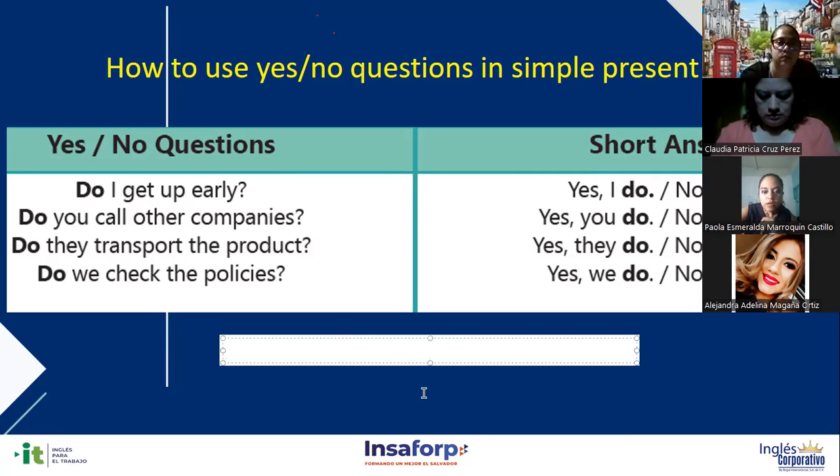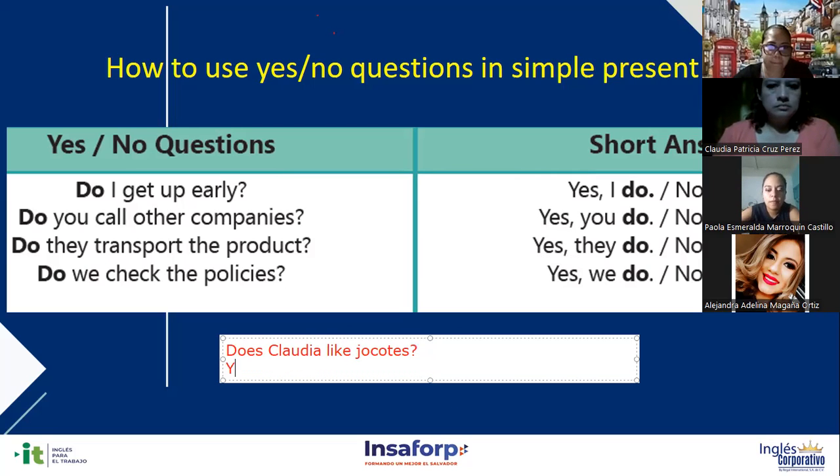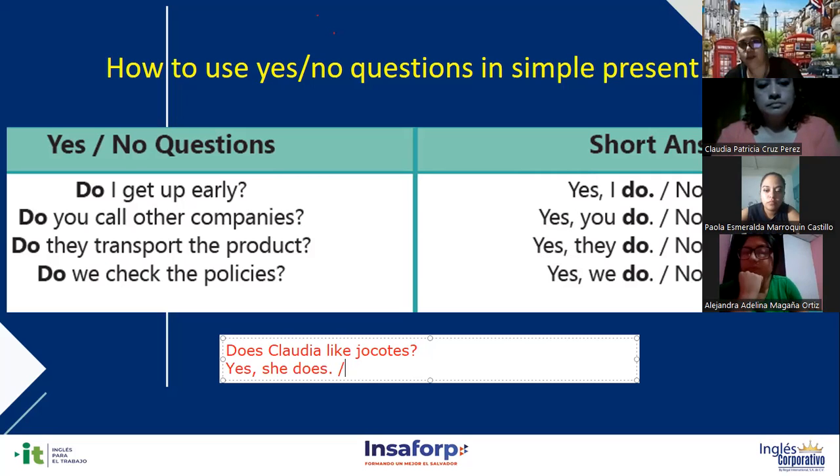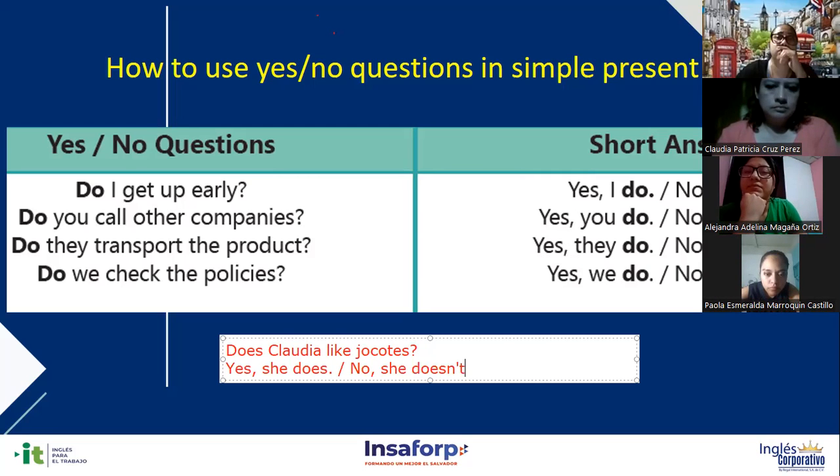For a yes/no question, for example, does Claudia like jocotes? Yes, she does. Oh, no, she doesn't. So in other words, we have two possibilities for the answer: yes or no. Ayer estábamos aprendiendo que cuando se usa el verbo en tercera persona, por ejemplo, Claudia like, se le agrega una S, right? Pero cada vez que usamos el auxiliar, no es necesario agregarle la S. Solo dejamos el verbo así, like.